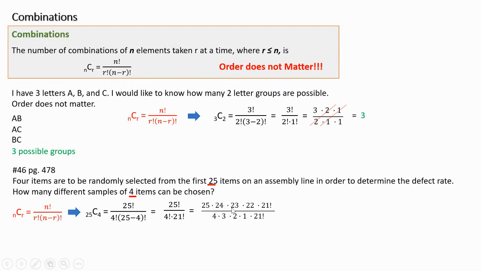Right? This will be 25, 24 times 23, and so forth. Why do we stop at 21 factorial? Because here these will cancel out. Right? That's equal to 1. Now, 4 times 3 times 2 times 1 will give us 24. So we're left with 25 times 23 times 22. There's my answer, 12,650.